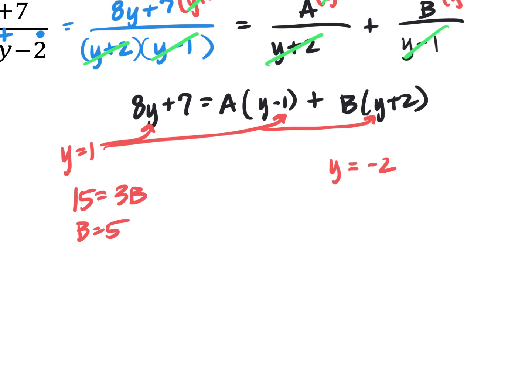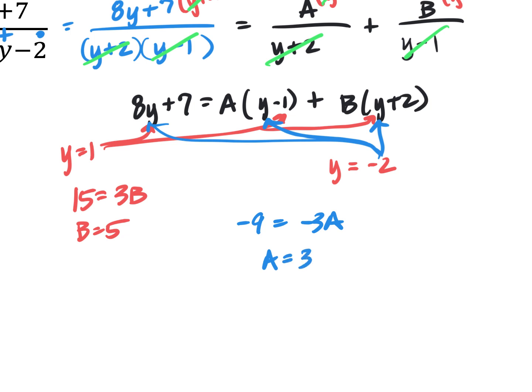What if I plug in a negative 2? 8 times negative 2 is negative 16 plus 7. Negative 9. Negative 9 equals, how many A's would I have? Negative 3. Negative 3 A's. How many B's would I have? 0. None. A is?